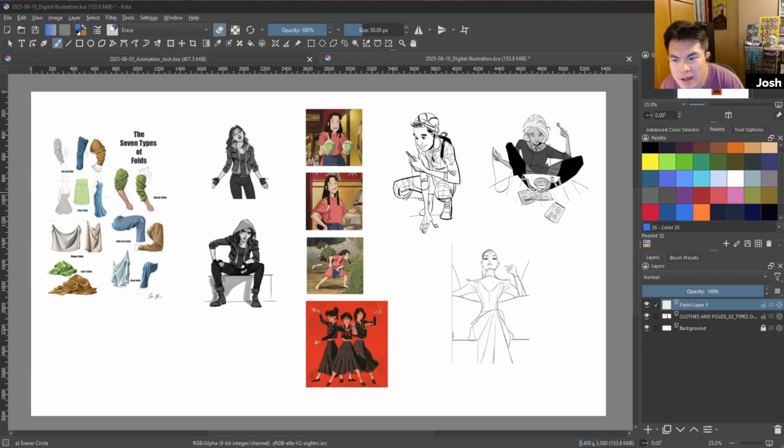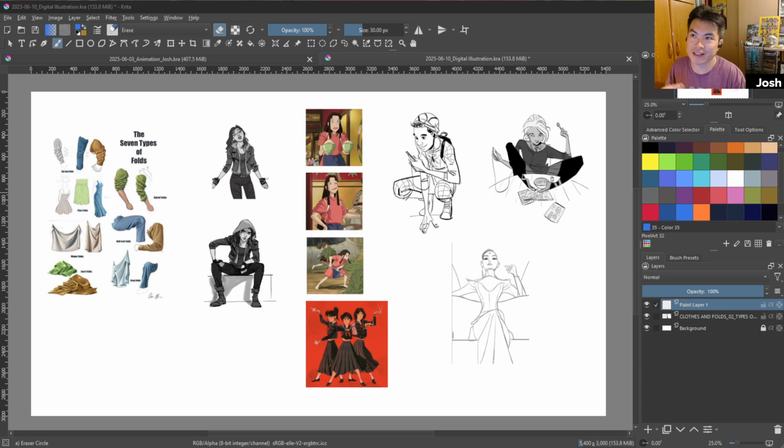Actually, yeah, you know what? Maybe I won't go into every single fold. Maybe I'll go into just things to keep in mind when drawing clothing, because clothing can be kind of complicated, but it's actually not too complicated if you have a solid mannequin.